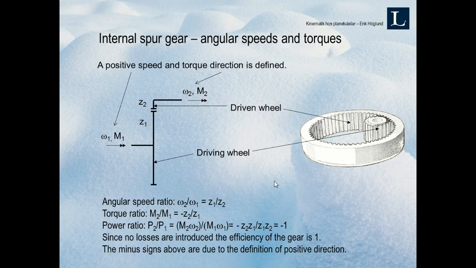If you look at an internal spur gear, we have a very similar situation. We have a driving wheel, a driven wheel. We apply this assumed positive direction in both cases. And if you look at the speed ratio, you can see that it's positive because they both rotate in the same direction. Whereas the torque ratio has a minus sign, meaning that the torques will be in different or opposite direction. And if you look at the power throughput, in this case we don't have any losses, so that means that the power output or the efficiency will be -1, and the minus sign of course comes from the torque ratio.